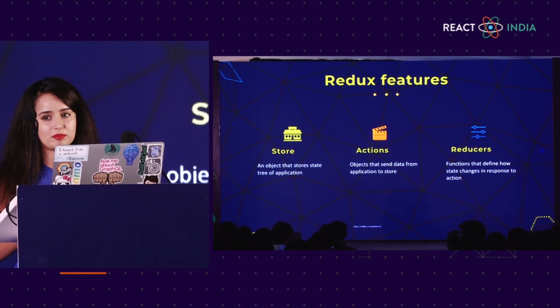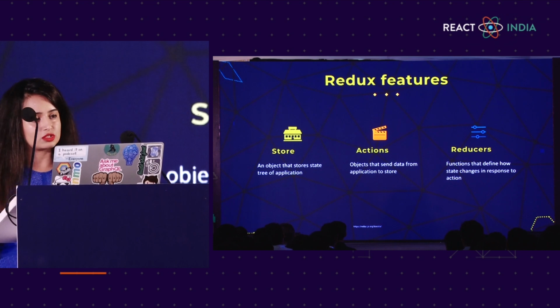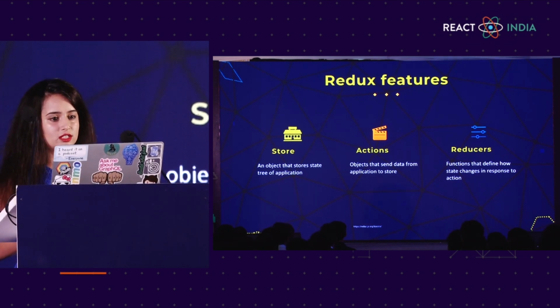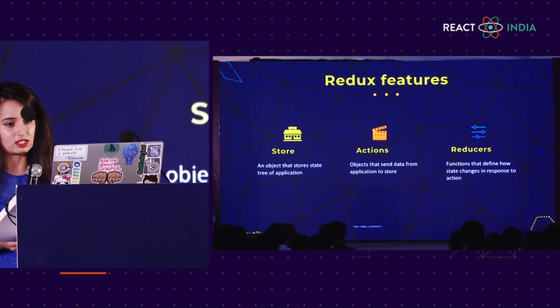So I'll do a quick recap of Redux. As you know, Redux has three concepts: store, action, reducer. Store is an object that stores all the data. This is the state management. Action tells store what to update, and reducer says how to update the state.